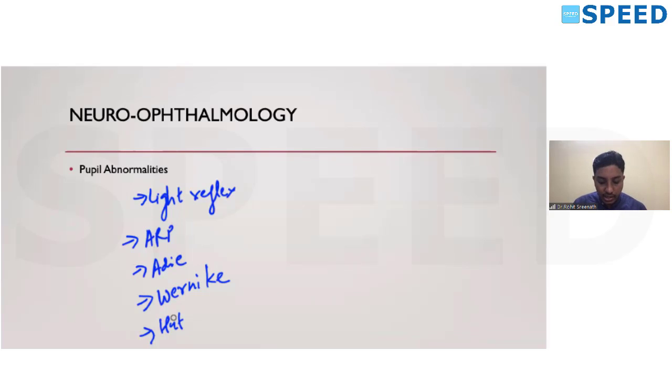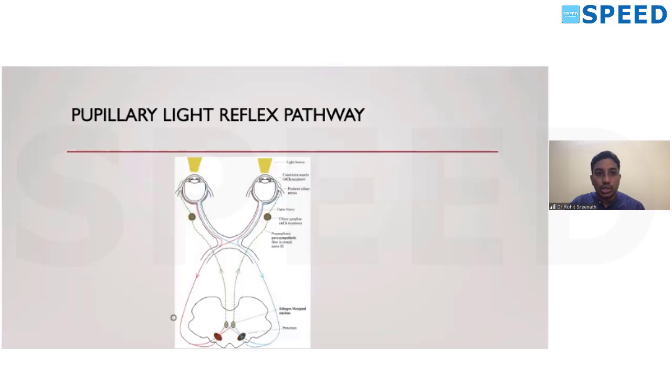So let's begin the discussion. All these are important from the exam point of view. We have been getting a lot of questions on Adie's pupil, Argyll-Robertson pupil, Wernicke's pupil. So we'll be discussing the pathology, the site of the lesion, and how we make the diagnosis. To begin with, we start with the pupillary light reflex.